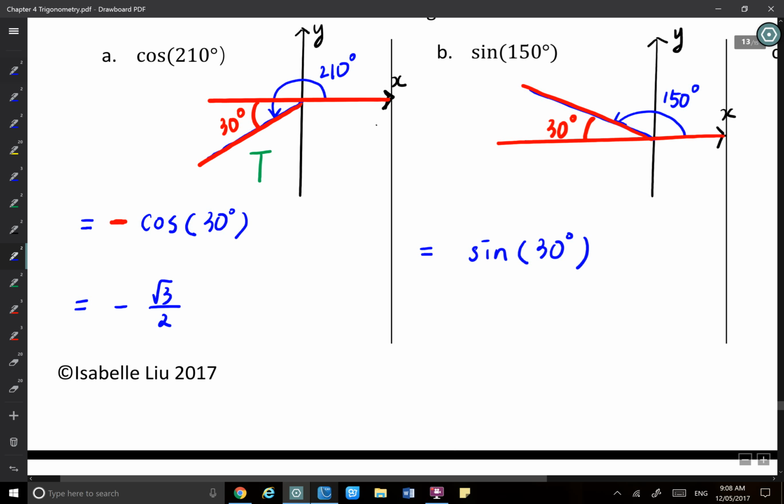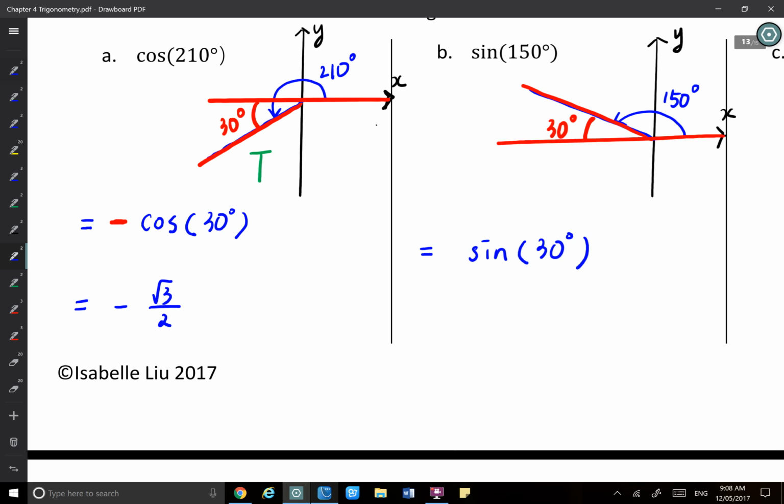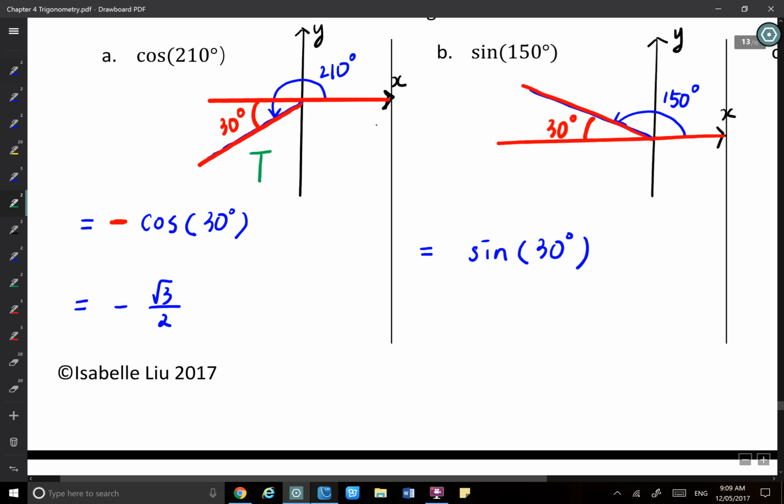Change the large angle into the acute angle. Which quadrant is the second quadrant? Which is positive in the second quadrant? Sine. So sine is positive, so I just have a positive sign in front. You don't need to put any negative in front. So that's a positive value.